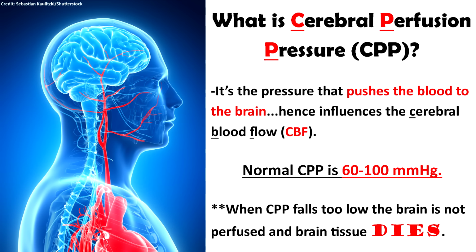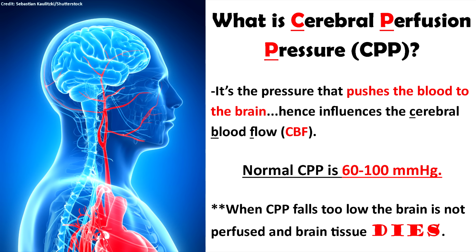What is it? It's the pressure that pushes the blood to the brain. So hence, it's going to influence the cerebral blood flow, the CBF. So in other words, in order for blood to get to that brain tissue, there has to be a proper pressure in place, which is the cerebral perfusion pressure. And what does that pressure have to be in order to get a good amount of blood to that brain? It has to be between 60 to 100 millimeters of mercury. And I would remember that number along with how we remembered the normal ICP.